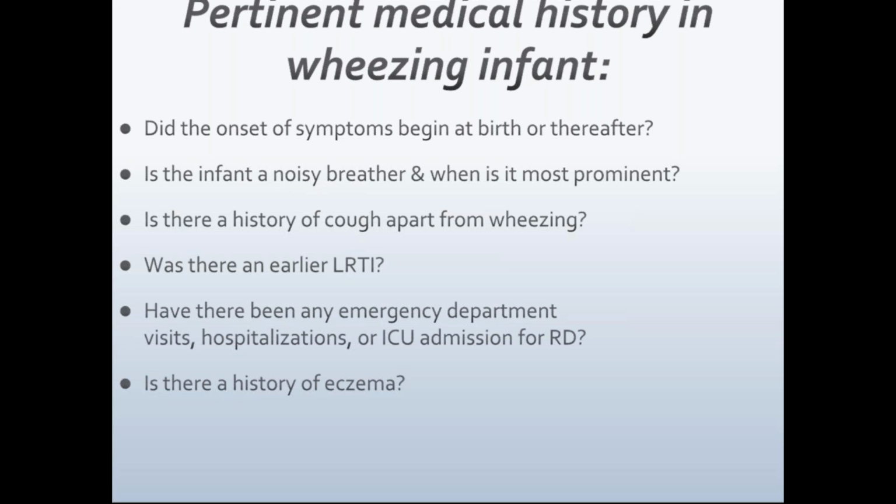Was there an earlier LRTI? Is this the first episode, or is there a previous history of lower respiratory tract infections, to rule out chronic conditions? Have there been any emergency department visits, hospitalizations, or ICU admissions for respiratory distress? This is to know the severity of the disease and the recurrences, how often the child is getting hospital visits or OPD visits with these episodes of wheeze. Is there any history of eczema, to rule out atopy?